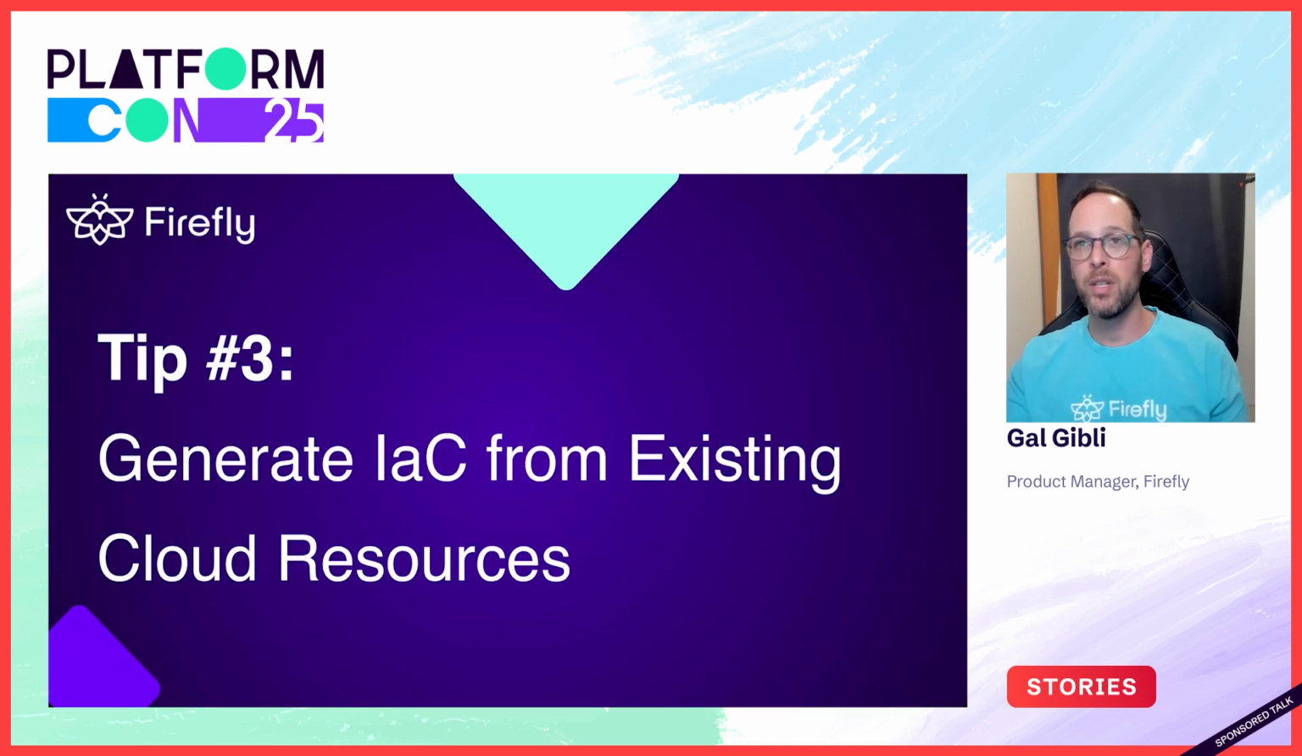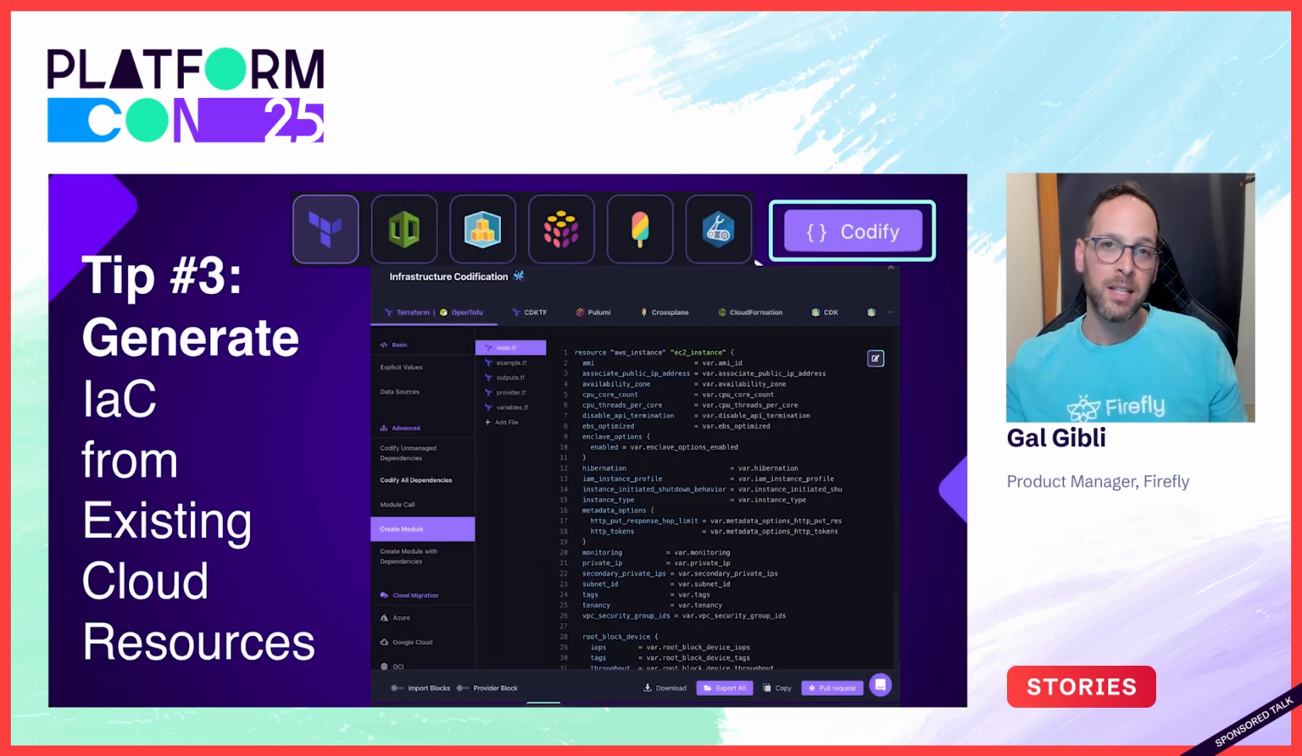Moving on to tip number 3, generate IaC from your existing cloud resources. Once you've identified those unmanaged resources and those that are being configured manually, the next step is codifying them. This process involves generating IaC manifests for existing cloud resources or integrating them into your existing modules. Now, there are both open source and commercial tools to help you with this process. And automating the codification ensures that the legacy infrastructure doesn't remain unmanaged.